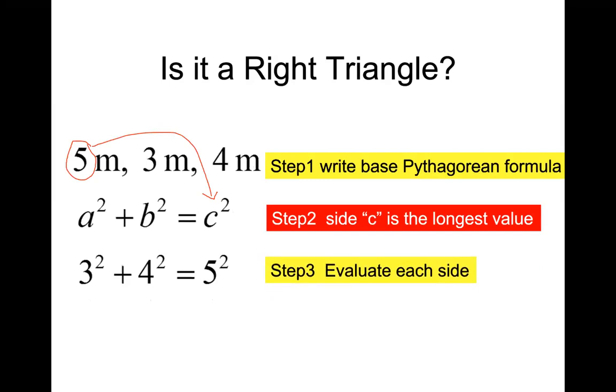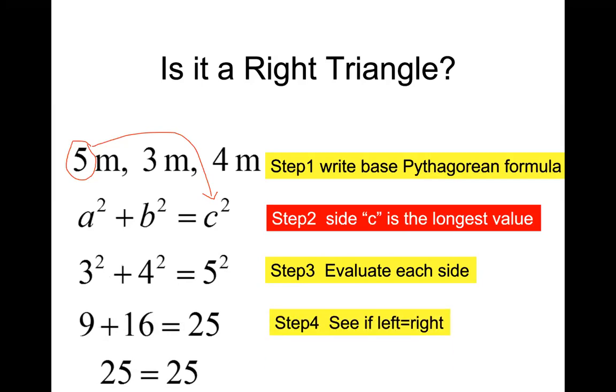The second to last step is you evaluate both sides. You literally just do the math. 3 squared is 9, 4 squared is 16, 5 squared is 25. The last step is you see if the left side does in fact equal the right side. So check it out. 9 plus 16 is 25. So yes, the left side equals the right side. It's going to be a yes or no answer. So in this case, yes, those 3 side lengths do form a right triangle.